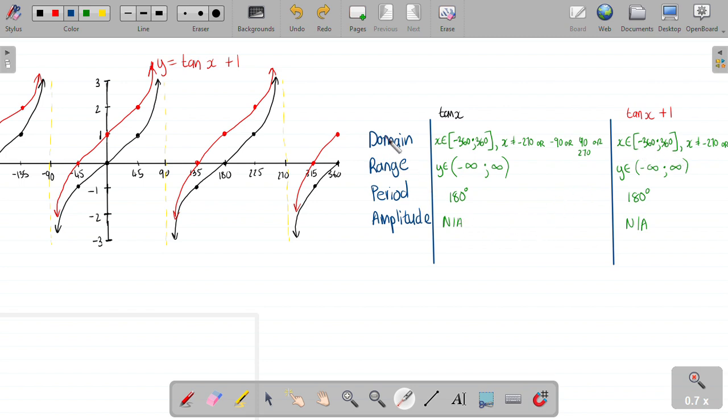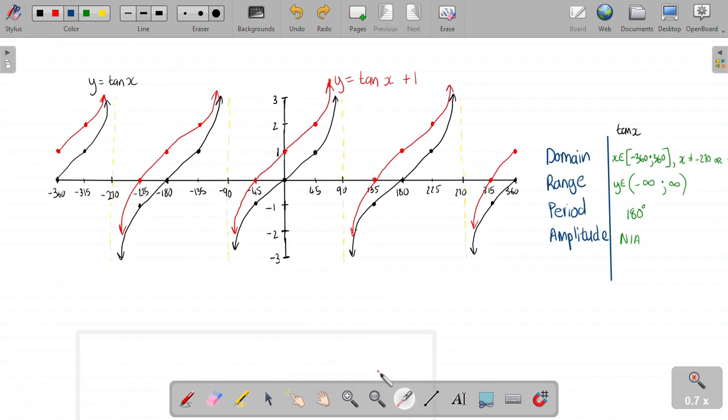So if you think about it, for domain, it's asking where do the x values exist? Well, if you look at both graphs, they still exist all the way from negative 360 all the way through to 360. However, it does apply for both graphs that they never touch the yellow dotted lines. These are the asymptotes. So at negative 270 degrees, the graph never touches. At negative 90, it never touches, etc. So that is how I wrote it out here.